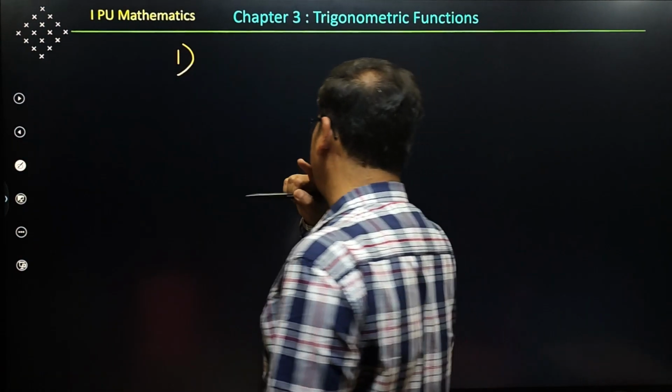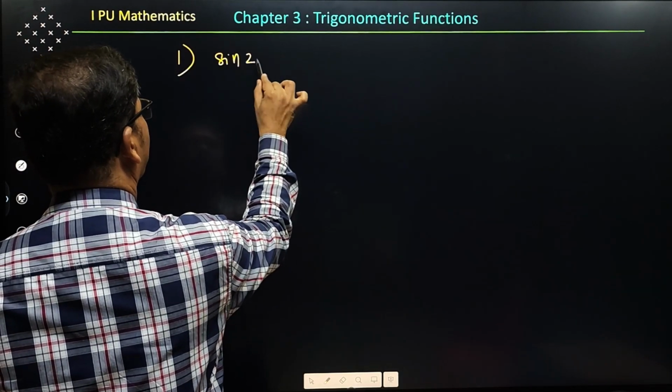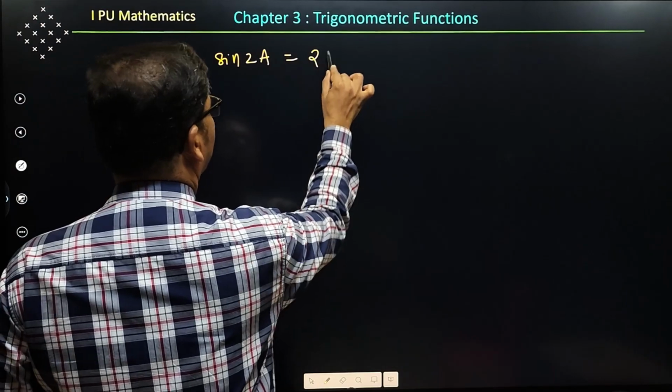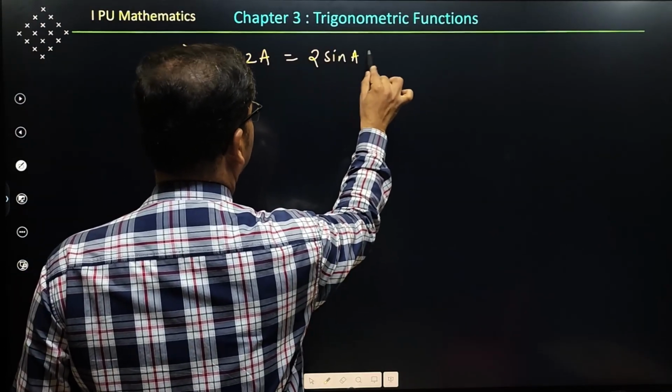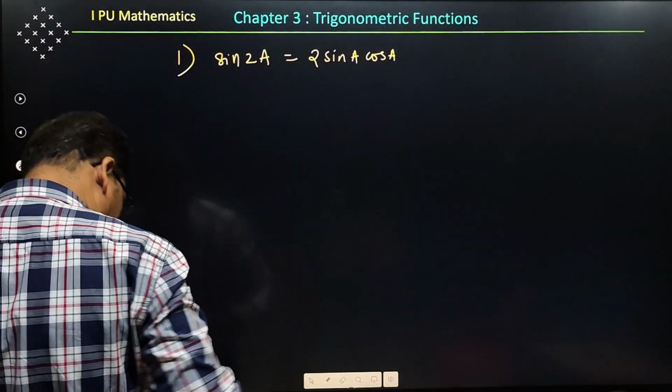So first one, the result is to prove that sin 2A is equal to 2 sin A into cos A. So this is the first result here. Now let me give the proof for this here.